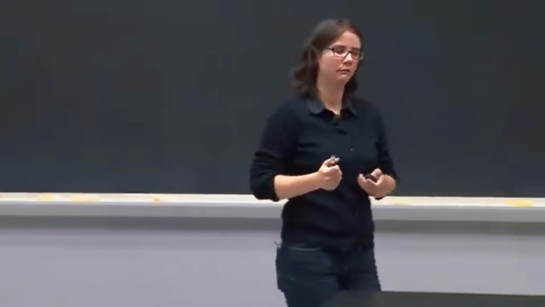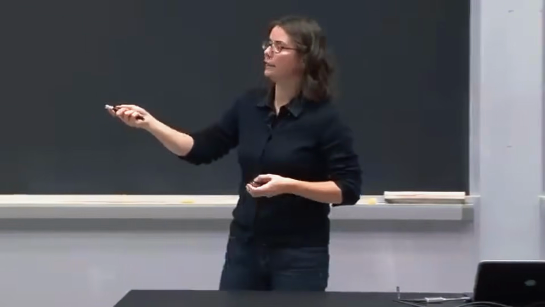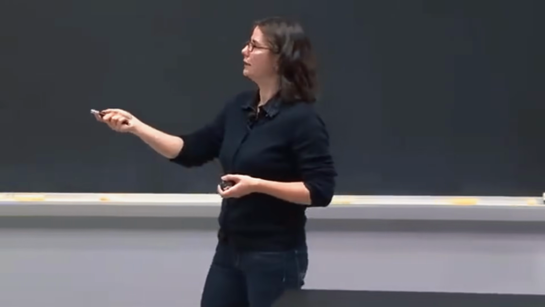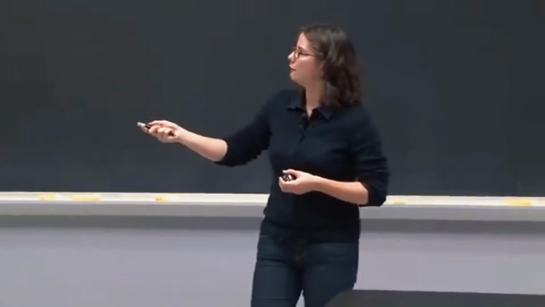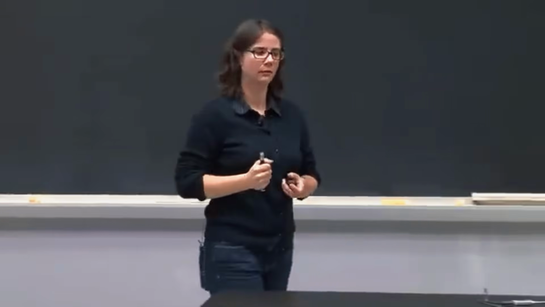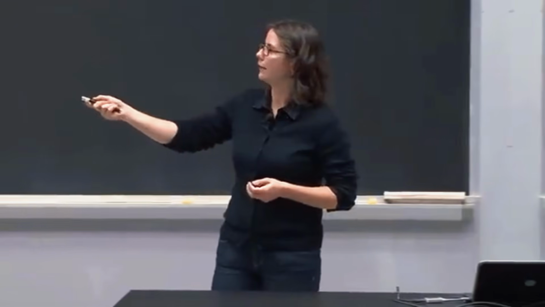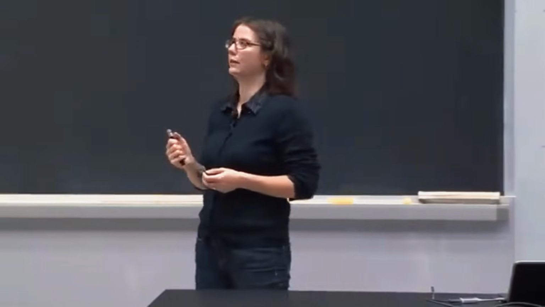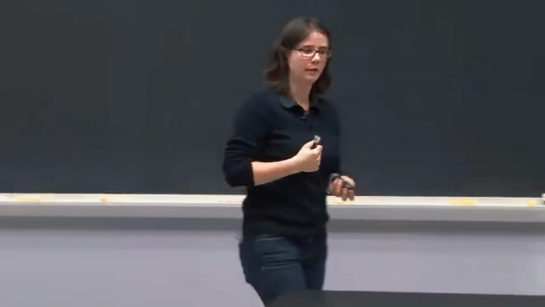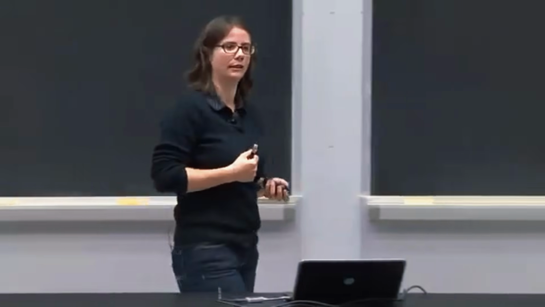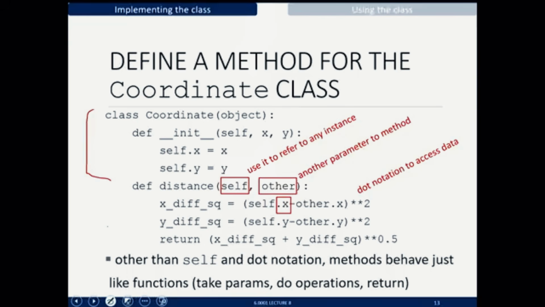So notice this method is pretty much like a function, right? You have def, some name, it takes in parameters, it does some stuff, and then it returns a value. The only difference is the fact that you have a self here as the first thing, and the fact that you always have to be conscious about whose data attributes you're accessing. So you have to use the dot notation in order to decide whose data attributes you want to access.